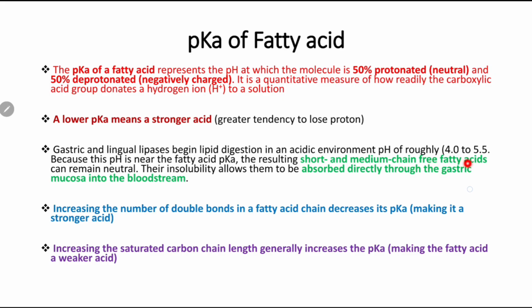Short and medium chain fatty acids are absorbed directly through the gastric mucosa into the bloodstream because in the gastric acidic environment, they are neutral and so they diffuse through the cell membrane. Increasing the number of double bonds in a fatty acid decreases its pKa, making it a stronger acid, and increasing the chain length will increase pKa, making it a weaker acid.